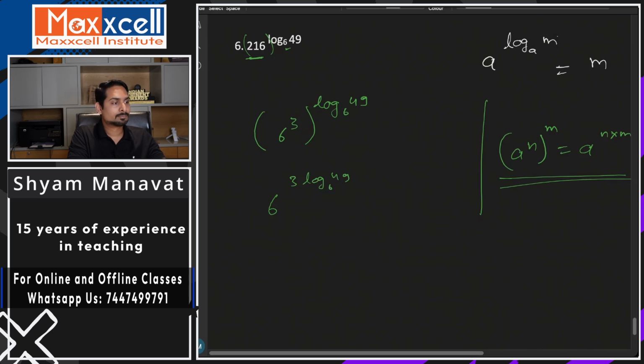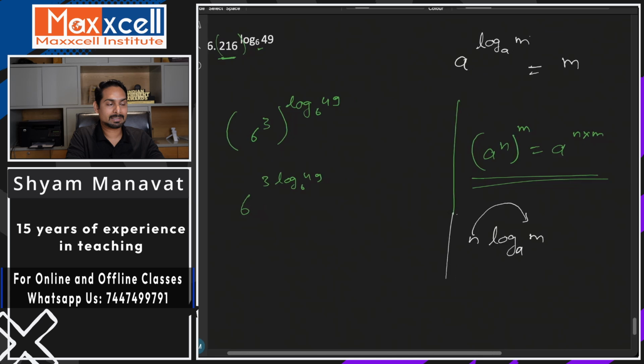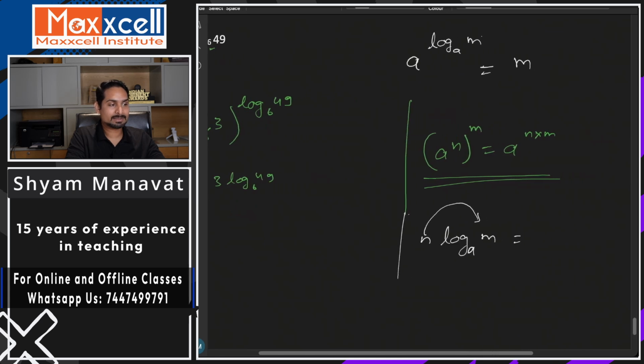Now I will apply one property of log in reverse. Which one? That is n log m base a. If anything is in multiplication with a log and I want to take it inside the log, then it goes as a power of this number. So log of m to the power n base a. That's how it will look.